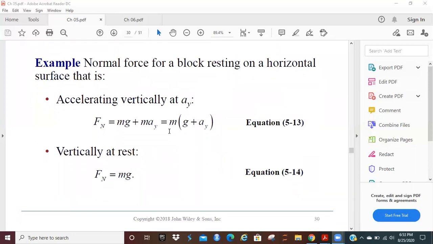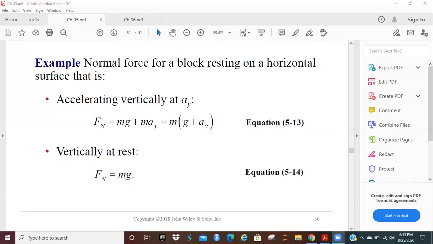So let's say you've got a block here. Normal force for a block resting on a horizontal surface that is accelerating vertically. In other words, if you're taking that table and for whatever reason decide you're going to throw it up in the air, or if you're going to take the table and decide to throw it down a couple of stories, that would be accelerating that table, which is where this a_y is coming from. The normal force would depend on whatever that acceleration is.